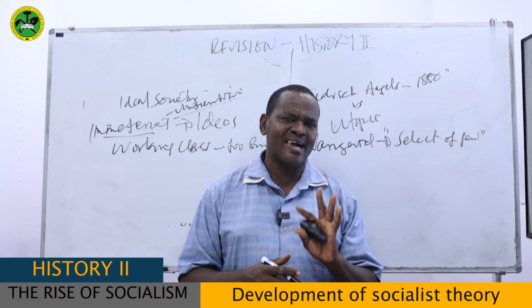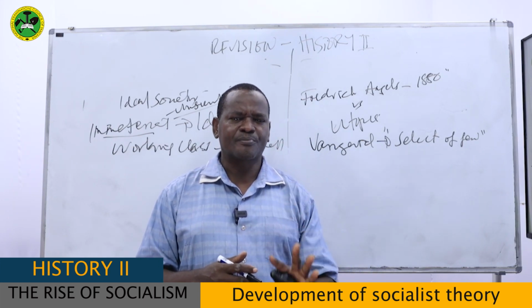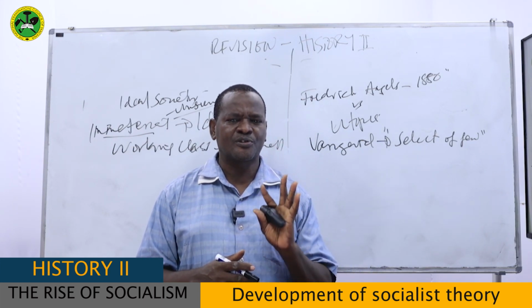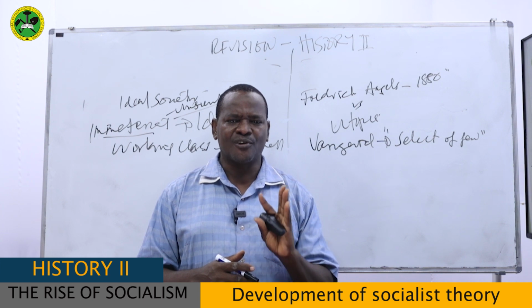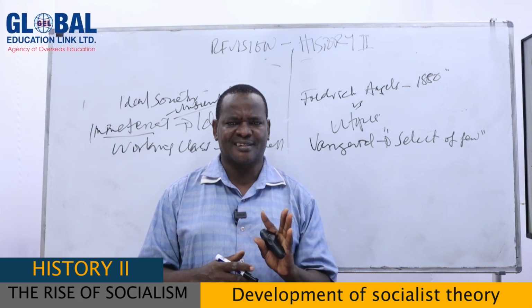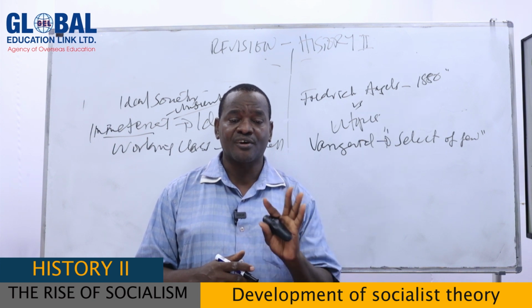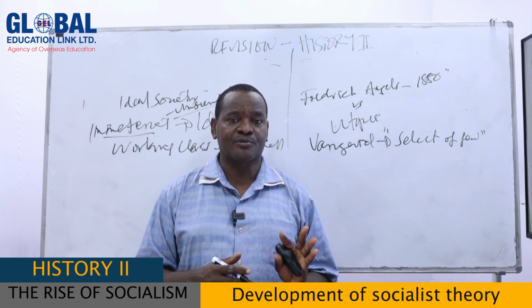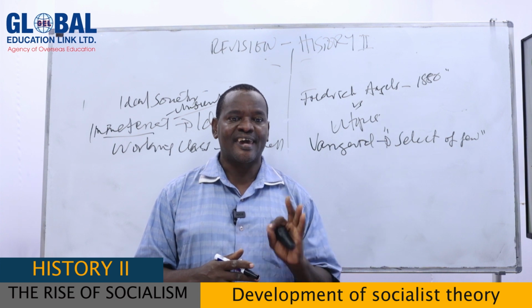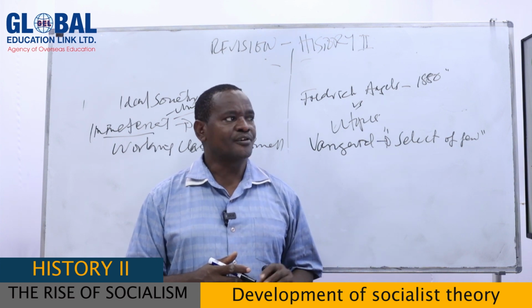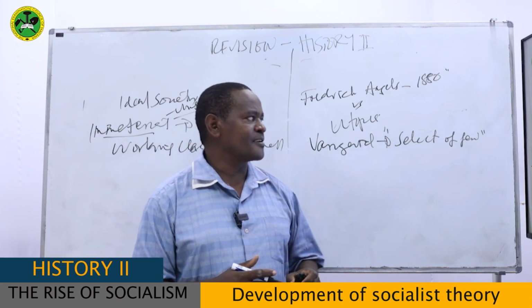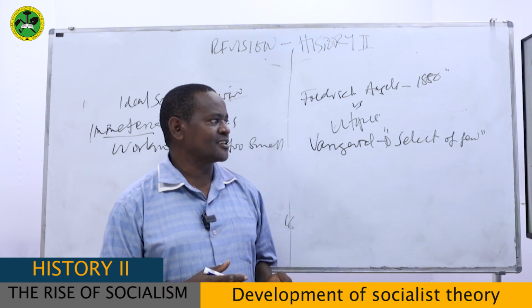The government plans what to produce, when to produce, how to produce, to whom to produce, how much to produce, and so on. That means the process of production, distribution, and consumption of material things, material wealth, all of them are planned by the state. That's what it means by a centrally planned economy. So it is characterized by a centrally planned economy.